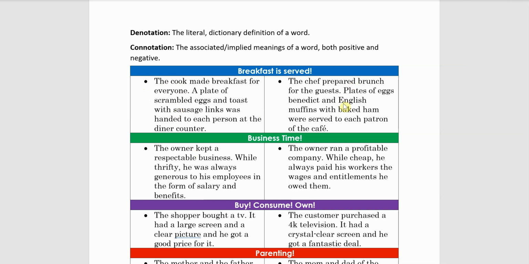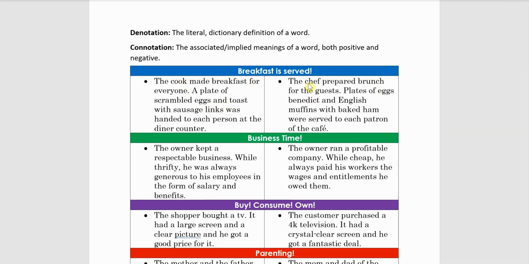Whereas if I look over on this right side, notice the difference. Same exact situation, but I've used different words with different connotations. The chef prepared brunch for the guests. Plates of eggs Benedict and English muffins with baked ham were served to each patron of the cafe. Now, some of these are obviously different words. You know, scrambled eggs versus eggs Benedict, it's just a different meal, for instance.